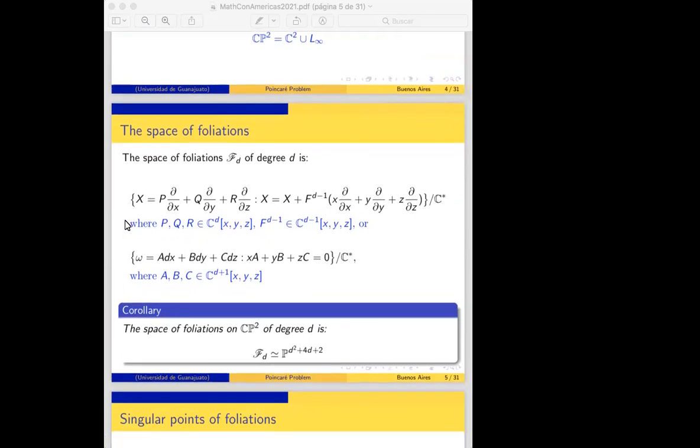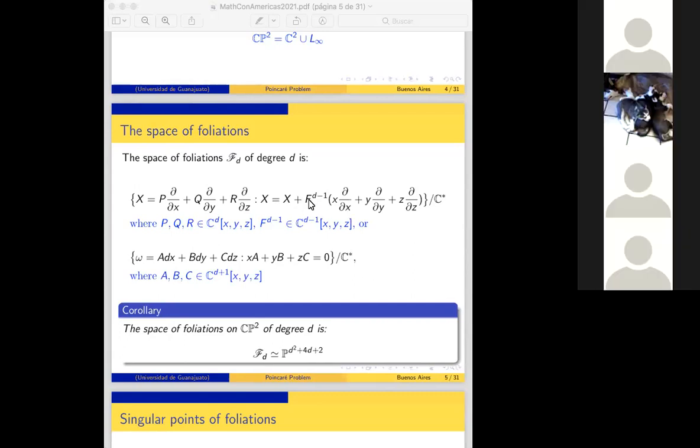Yes, we do. Okay, then we can define the space of foliations of the projective plane of degree d in two ways. The first one is the set of meromorphic vector fields defined by polynomials p, q, and r, where p, q, r are homogeneous polynomials of degree d. d is the degree of the foliation. And if we take X defined by p, q, r of x, y, z, we can see that the foliation X is equal to f of degree d minus 1 times the radial foliation, where f is a homogeneous polynomial of degree d minus 1. This is because this part of the foliation doesn't have direction in the projective space.